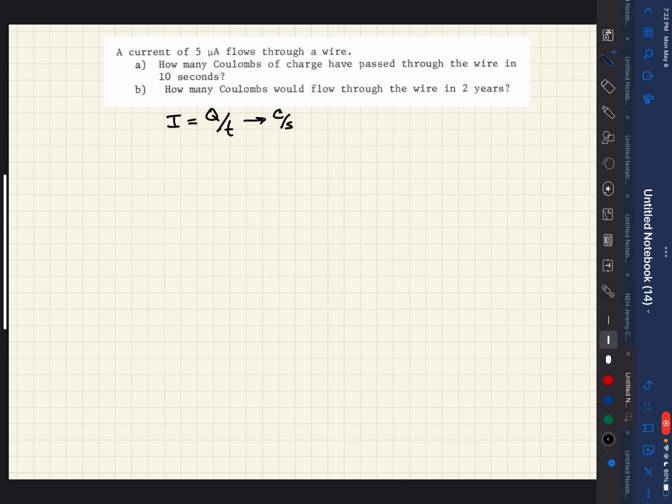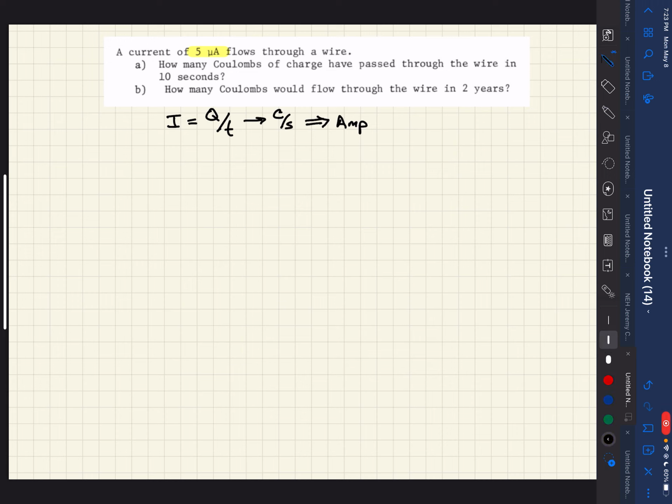So charge is coulomb, time is in seconds. And this, by definition, is an amp or an ampere. And so that's the way our units work out. Okay, so in this example, they've told us that we have a total current flowing in our wire of 5 microamps, which we could measure with a meter.